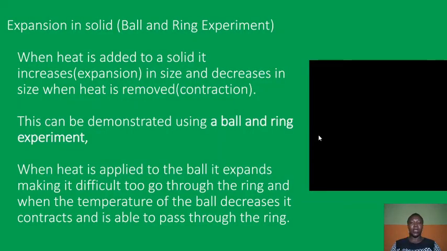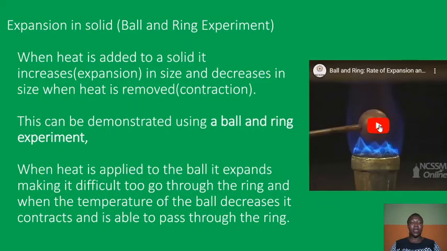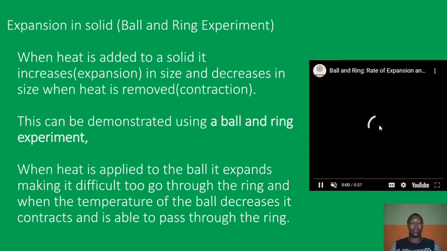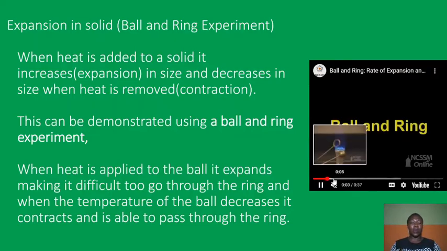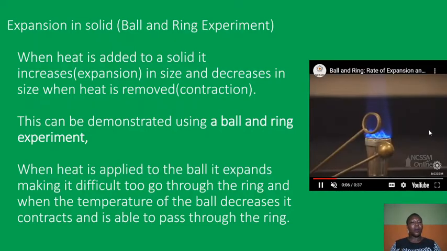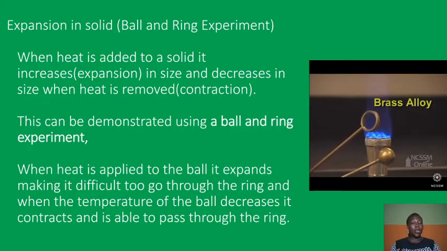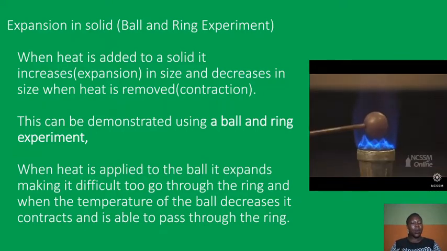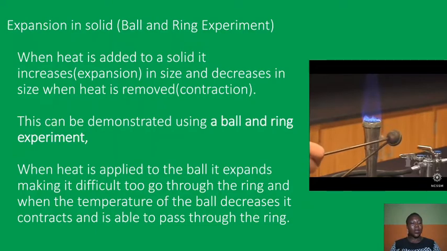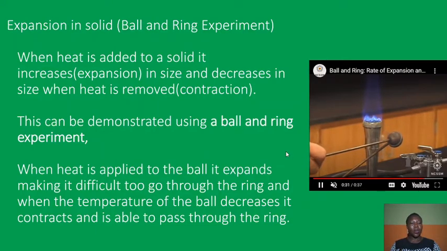Expansion in solid can be described using the ball and ring experiments. When heat is added to a solid, it increases in size, which is known as expansion. Now from the video, we see that the ball, which is a brass alloy, can pass through the ring because it has not been heated. It has not expanded. You can see it passing through the ring. And when we apply heat to the ball, it expands, making it difficult for it to pass through the ring. That's the ball and ring experiment.